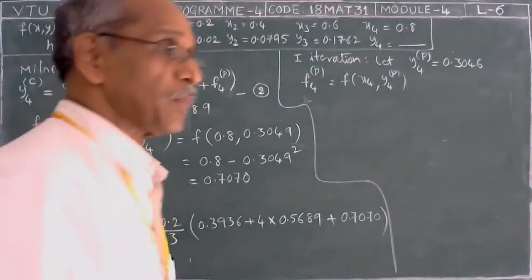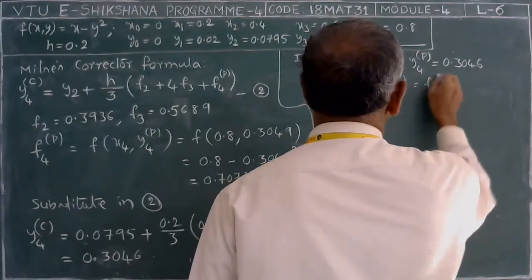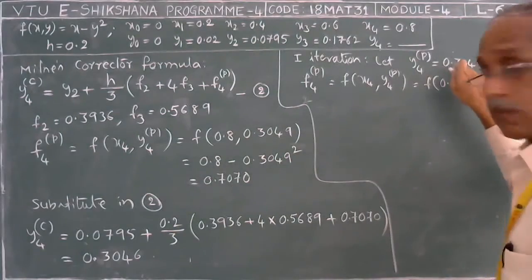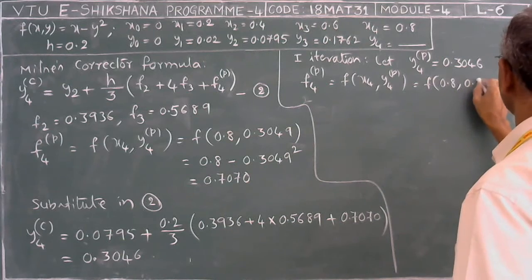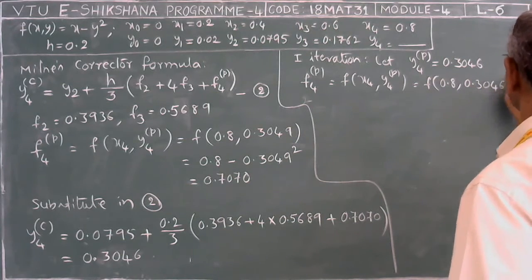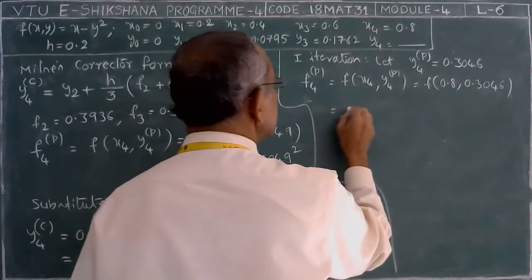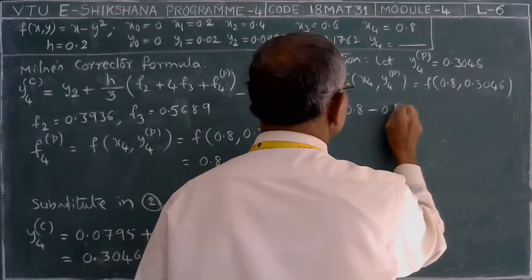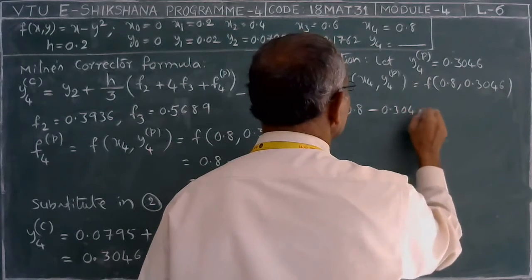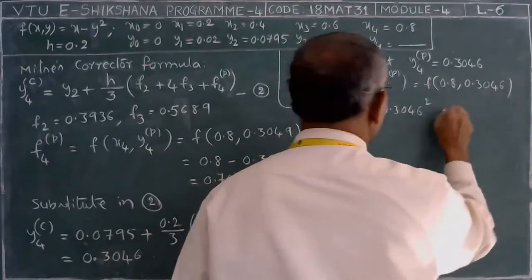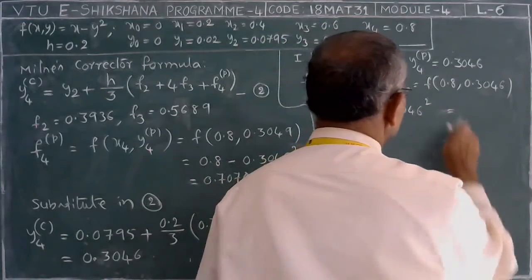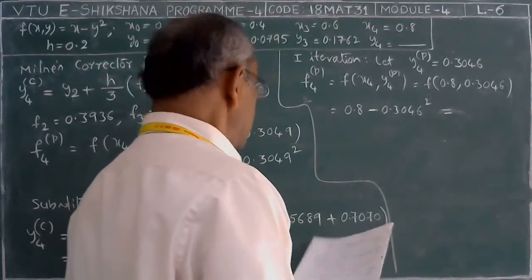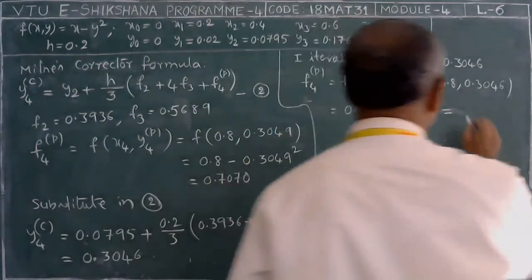So this is equal to F of 0.8, 0.3046. So apply the definition: 0.8 minus 0.3046 square, and it is 65. If you calculate, you get 0.7072.